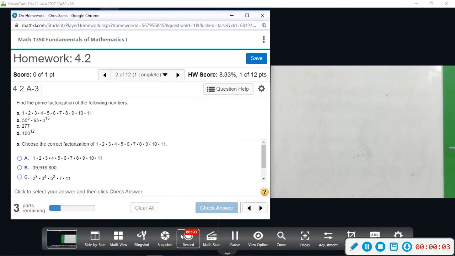All right, number 2, we have ABCD part. It wants us to find the prime factorization of the following numbers. So 1, 2, 3, 4, 5, 6, 7, 8, 9, 10, 11. We're multiplying all those together.